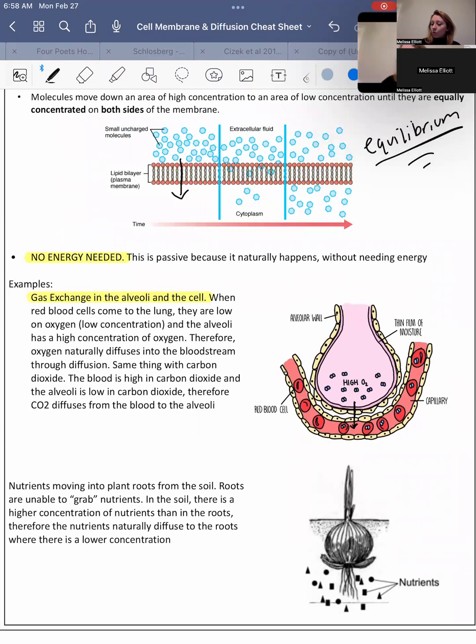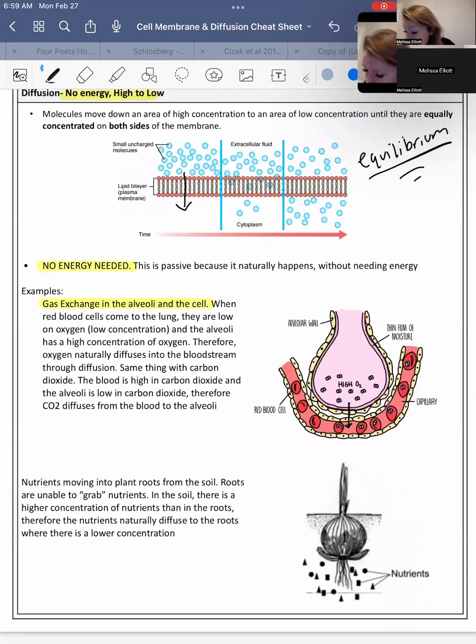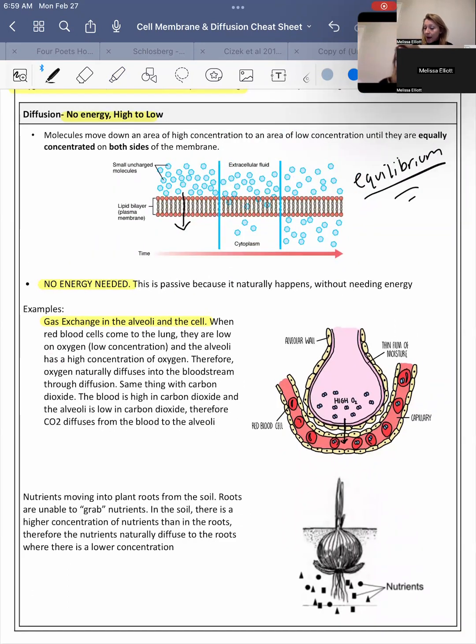Same thing with CO2, if you think about it. Cells that come to the lungs came from the body, so they have a very high amount of carbon dioxide. And in the alveoli, where you just breathed in, you're going to have a low amount of carbon dioxide. So all that carbon dioxide will leave your cell, go right to the alveoli to be breathed out, and that's diffusion. Okay, so gas exchange is a huge example of diffusion in the body.